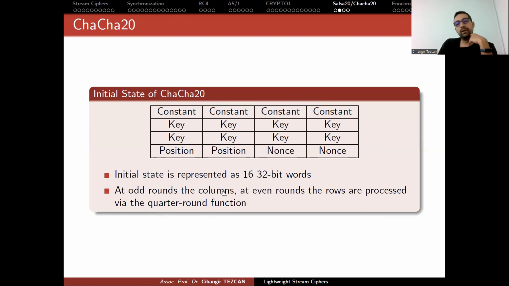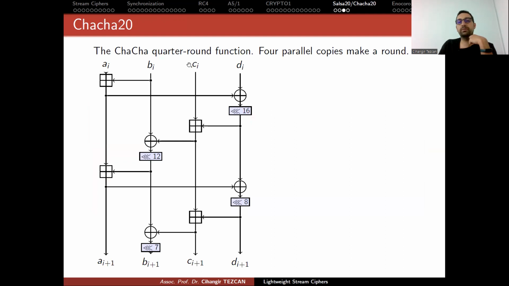Think about it in this way. At round 1, we need to process columns. So take this column, which you filled with constants, key, and the nonce. You take these 4 values, you write them here, and perform these operations. This is just a quarter round, okay? So you actually repeat it many times, like 12. But since this is for 1 column, you have 4 columns.